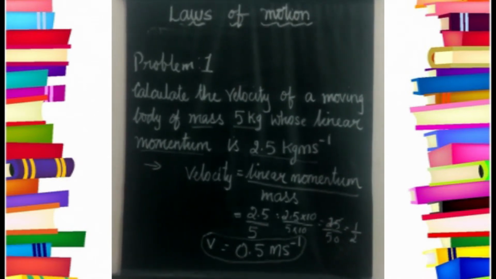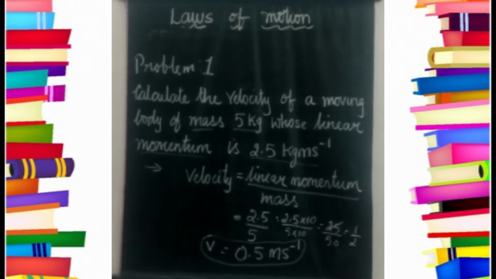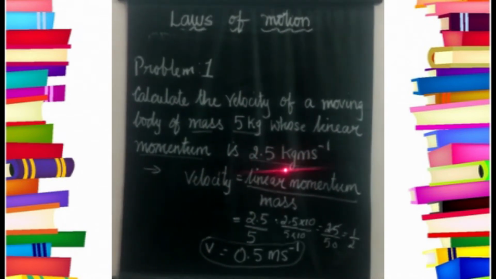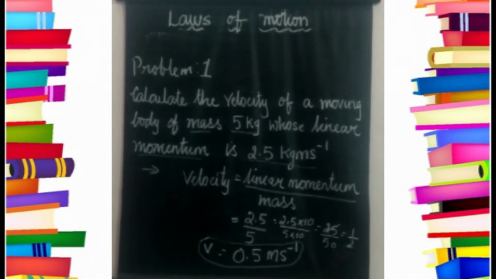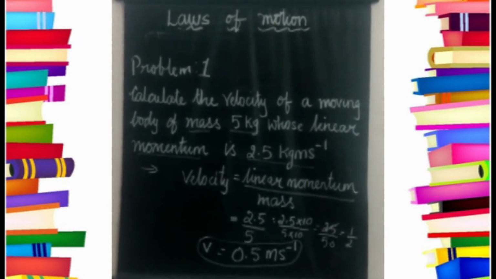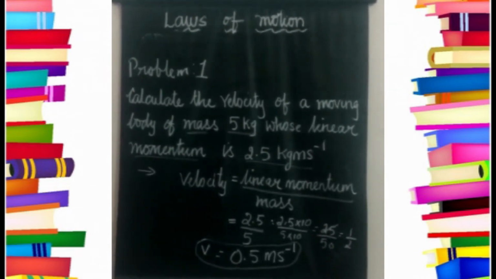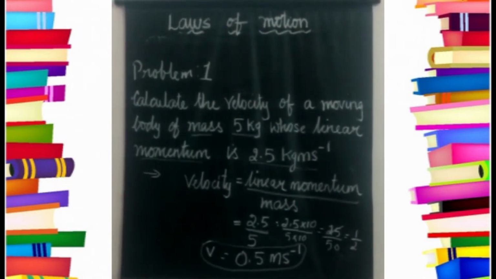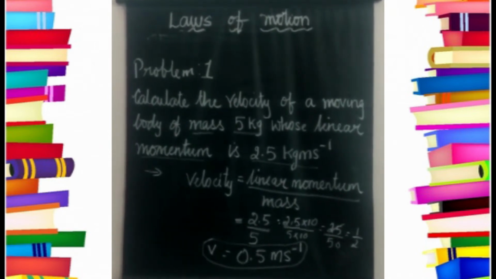Here's the problem. Calculate the velocity of a moving body of mass 5 kg whose linear momentum is 2.5 kg ms^-1. So we know the formula P is equal to m into v. From that we can take out the velocity. Velocity is equal to linear momentum by mass.